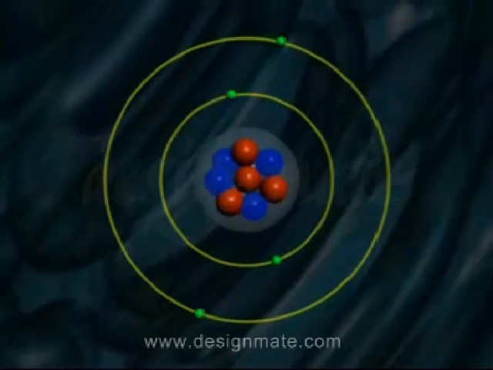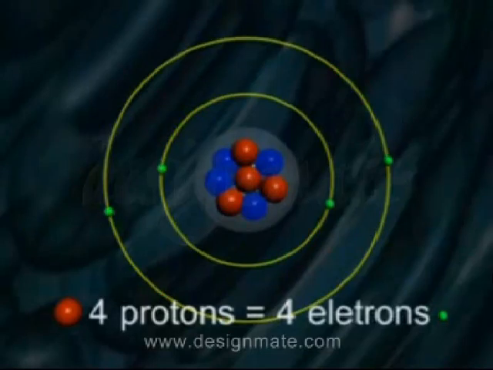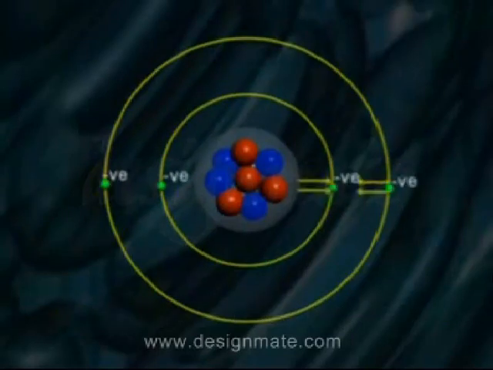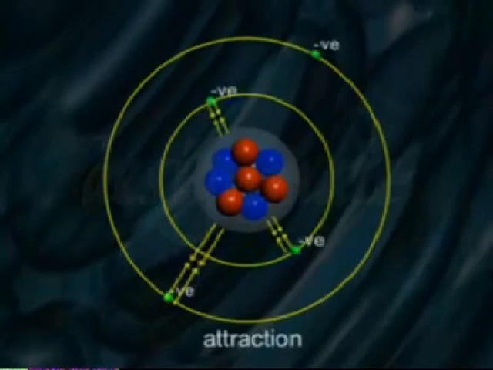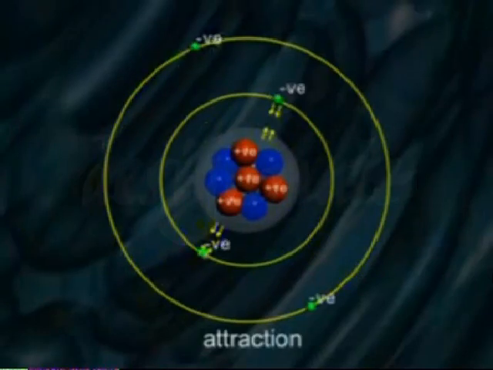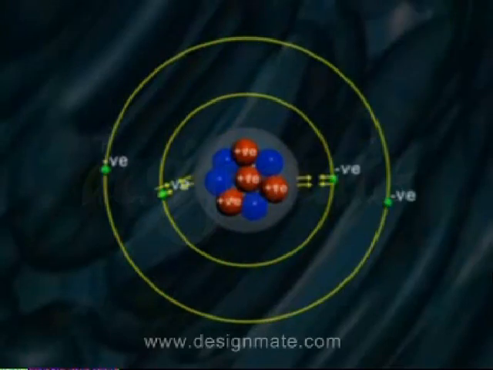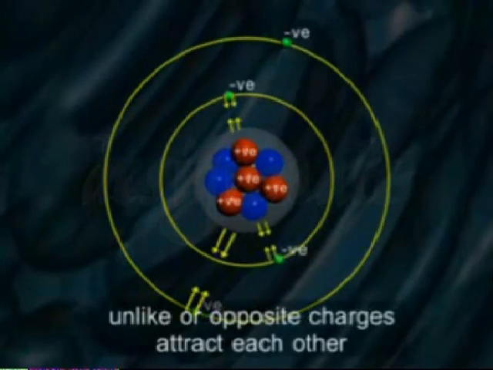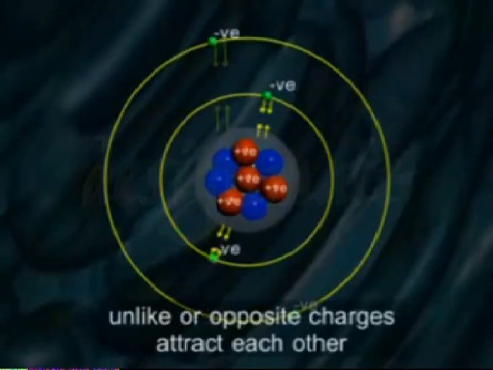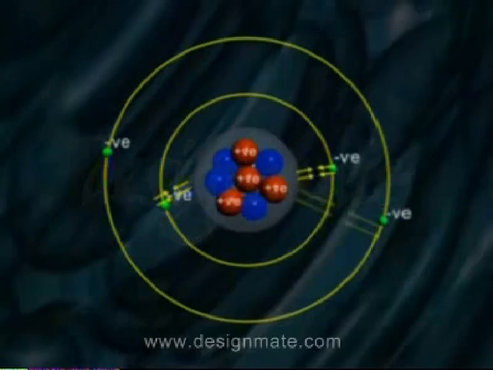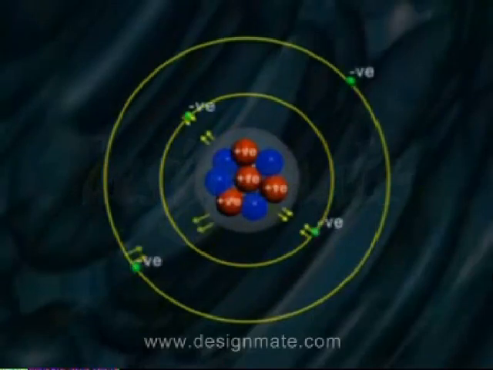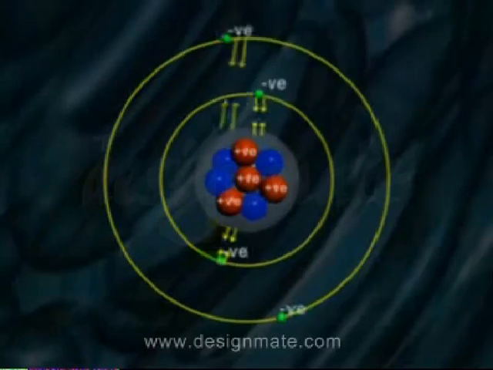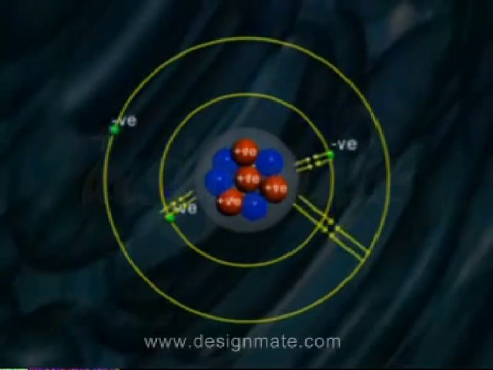In a neutral atom, the number of protons in its nucleus and the number of electrons revolving around the nucleus are always equal. The negatively charged electrons revolving around the nucleus are attracted towards the positively charged protons in the nucleus. This is because unlike or opposite charges attract each other. As the attractive force of the nucleus is least on the electrons in the outermost orbit, these electrons can be easily separated from the atom.